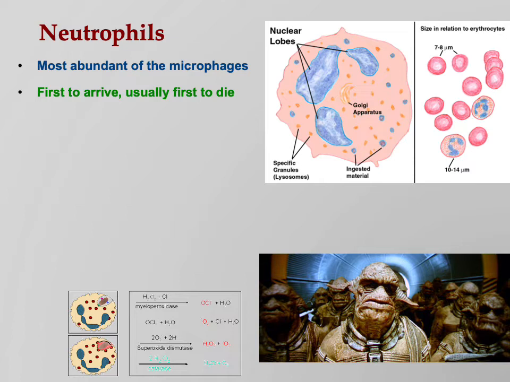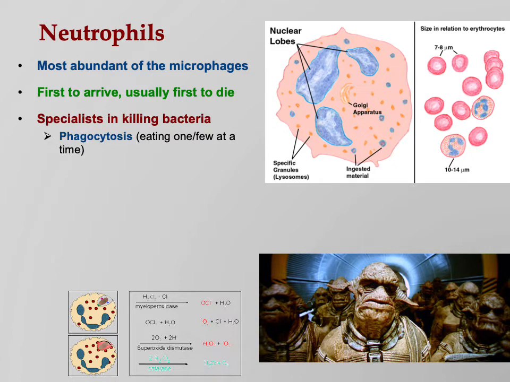I don't know if you ever saw the movie The Fifth Element with Bruce Willis. There were these really stupid aliens. I'm saying neutrophils are like the really stupid aliens in that movie. First to arrive, usually the first to die. They kill everything there. They specialize in killing bacteria. They are the bacteria specialists. Phagocytosis, usually only a few at a time.